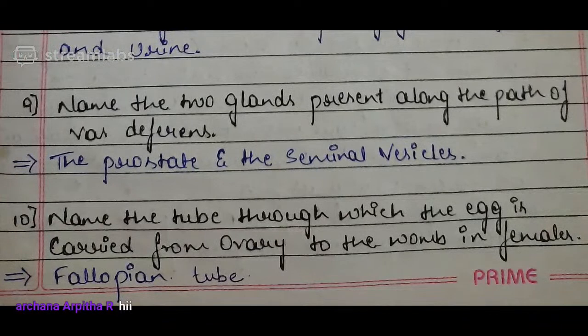Name the tube through which the egg is carried from ovary to the womb in females, that is fallopian tube or oviduct. Both are correct answers.